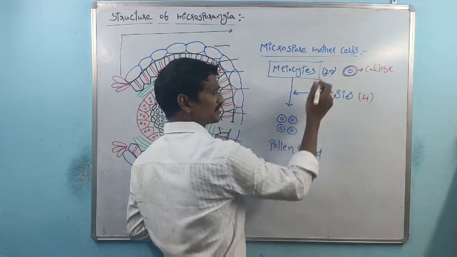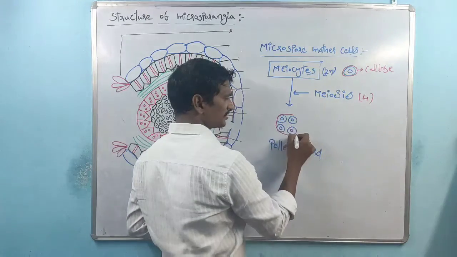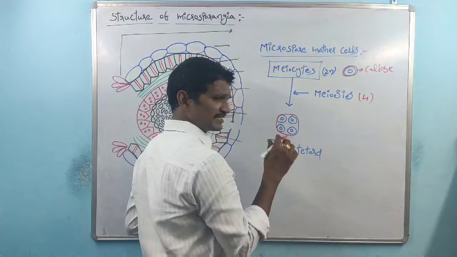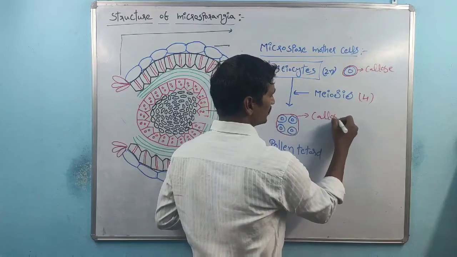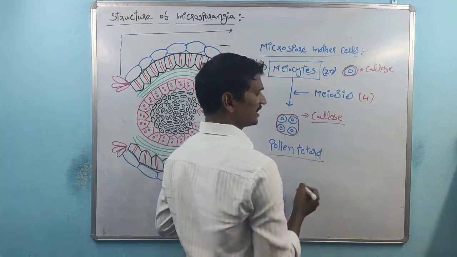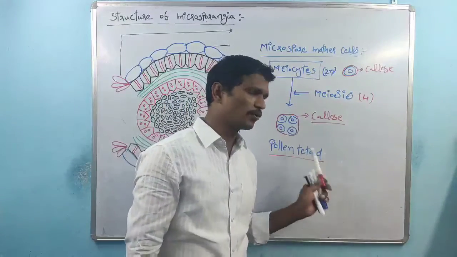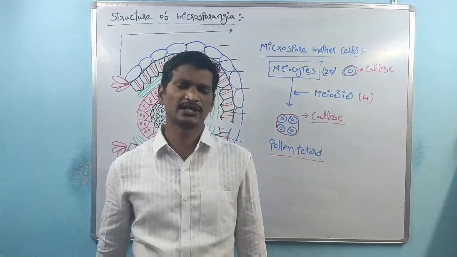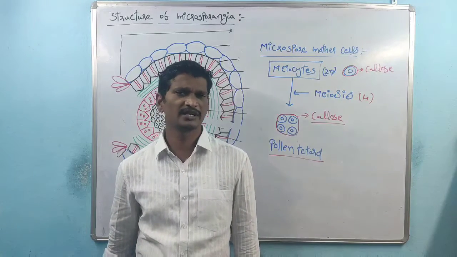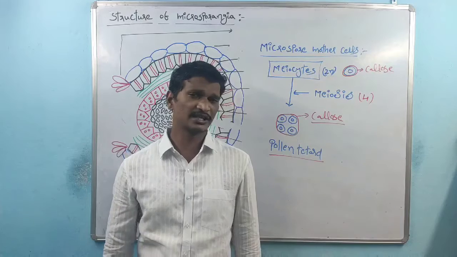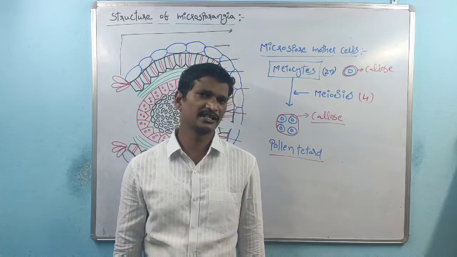Inside, the microspore mother cell undergoes meiosis, so 4 pollen grains are present inside the callose membrane. This structure is called a pollen tetrad. Tetrad indicates 4, right? 4 pollen grains are present inside the callose layer. So the pollen grains are released 4 at a time from the anther.